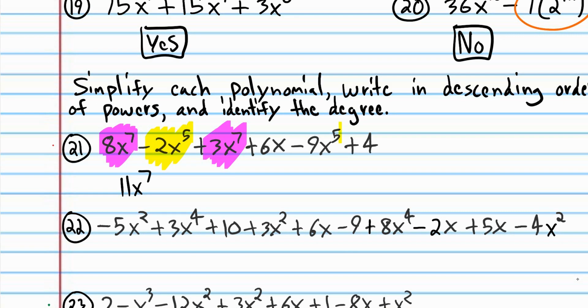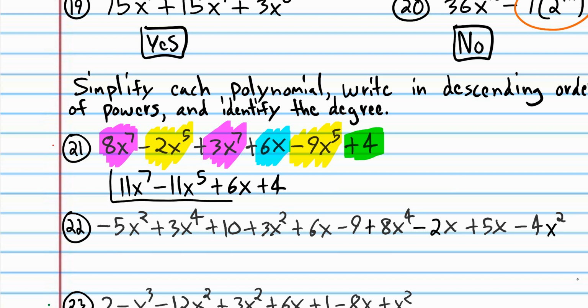Negative 2x to the 5th and negative 9x to the 5th, those are like terms because they both have x to the 5th on them. Negative 2 plus negative 9 is negative 11. And 6x, there's nothing really to combine that with, so we can just rewrite it. Any number that doesn't have a like term, you can just rewrite it. And 4 doesn't have anything really to combine it with, so we just rewrite that, and we're done. We did 2 things. Number 1, we simplified the polynomial. We converted from a 1, 2, 3, 4, 5, 6 term polynomial to a 4-term polynomial.